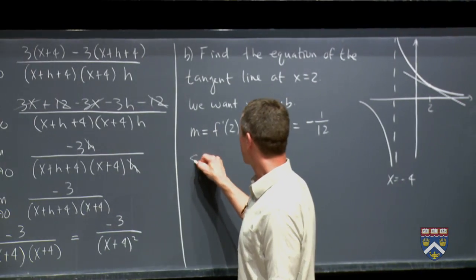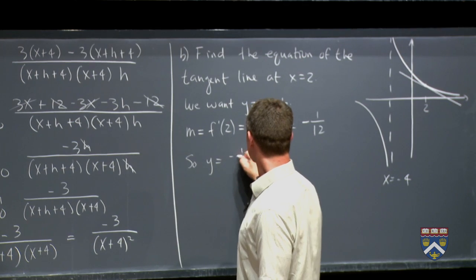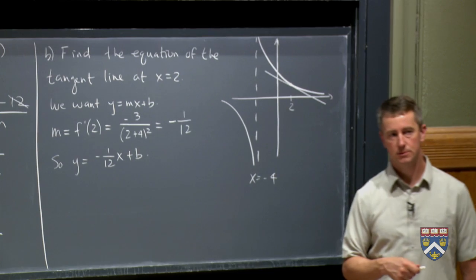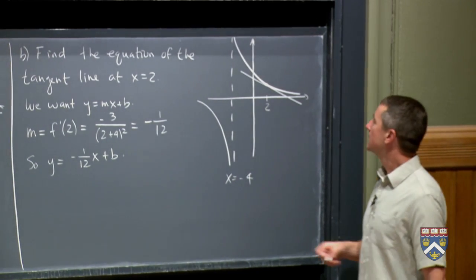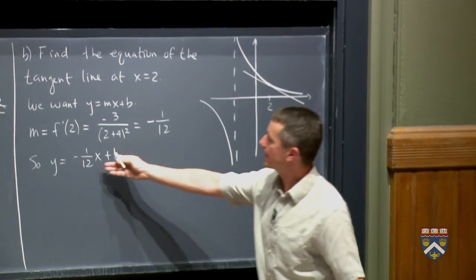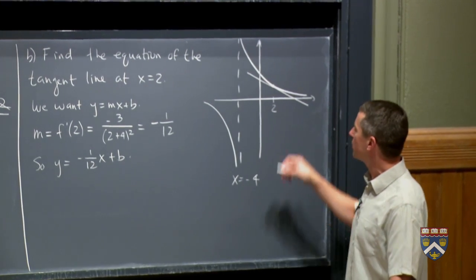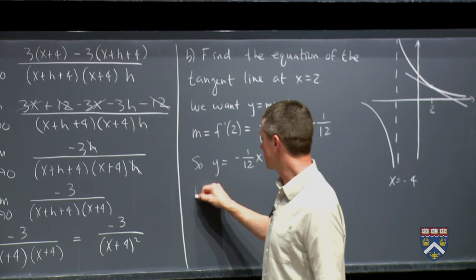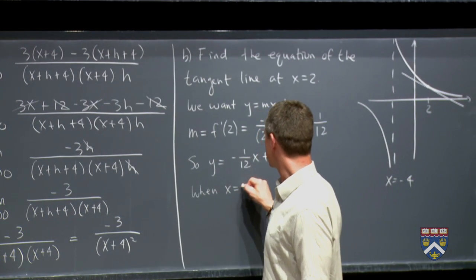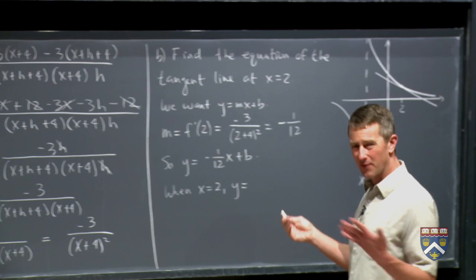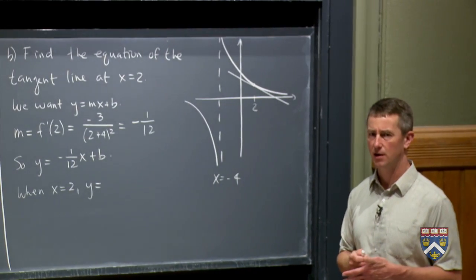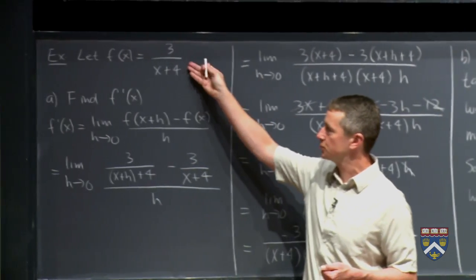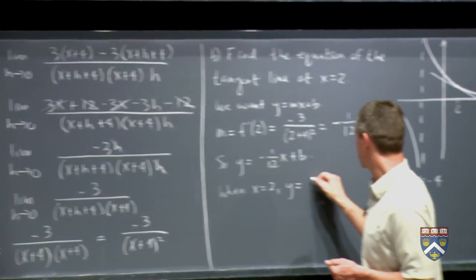So we know that y equals negative 1/12 x plus b. So what remains is to find b. So we need to plug in for x. We know we're going to plug in x equals 2, but we don't know the y value when x is 2, right? Do we know the y value there? We still have to figure that out. So when x equals 2, how do you find the y value of a function, of a curve? You go back to the original formula f of x here. When I plug 2 into this, that gives me the y value.